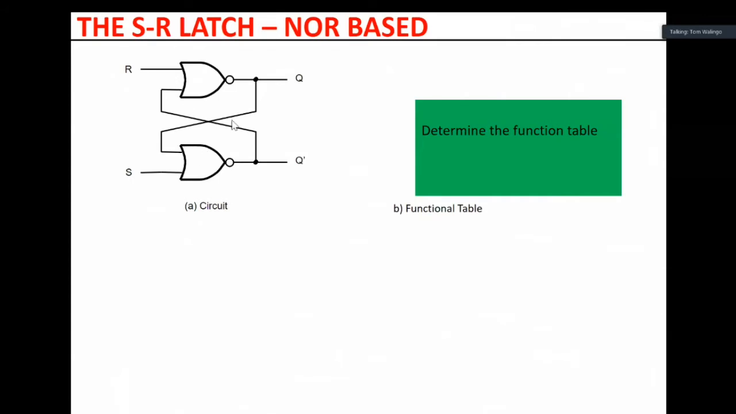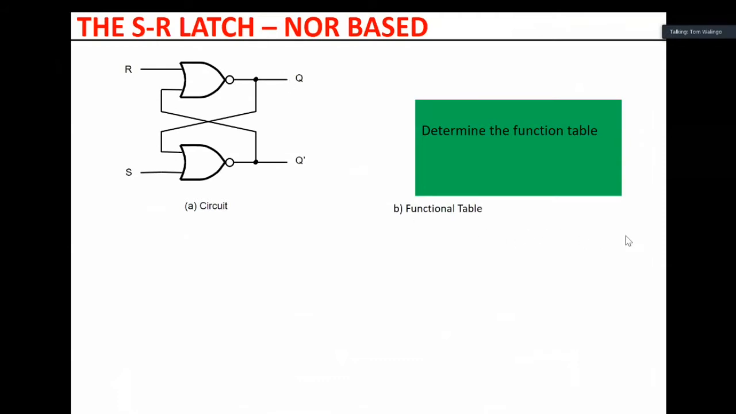During my time, I used to find it difficult. Why start with R here, S here, and Q, the main output, here, and Q complement here? It's done that way for you to understand properly. So you've got your set, you've got reset there, and this is your main output, Q.